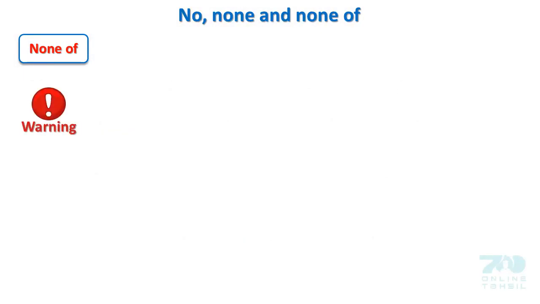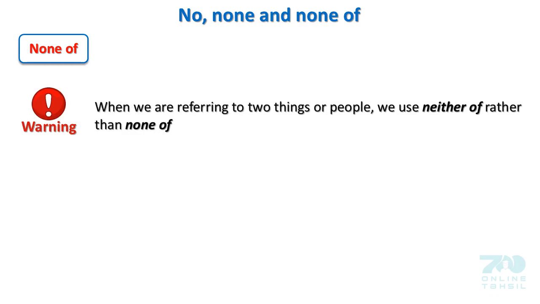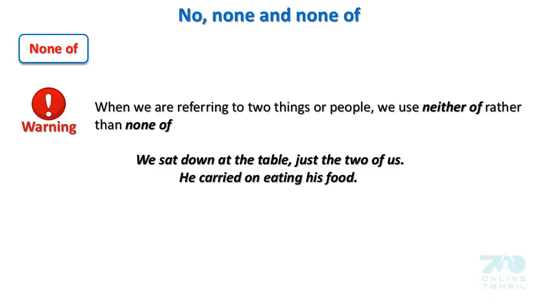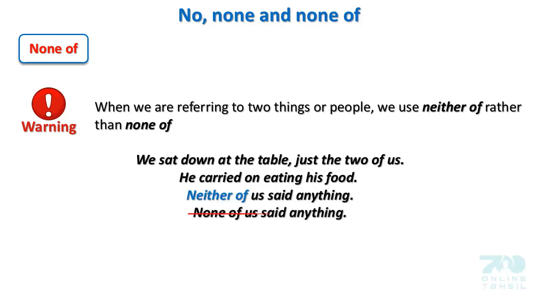Warning. When we are referring to two things or people, we use neither of rather than none of. We sat down at the table, just the two of us. He carried on eating his food. Neither of us said anything. Not: none of us said anything.